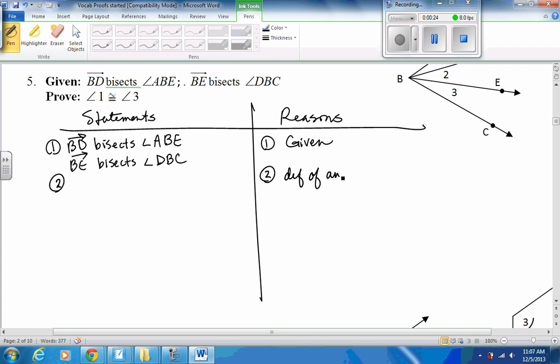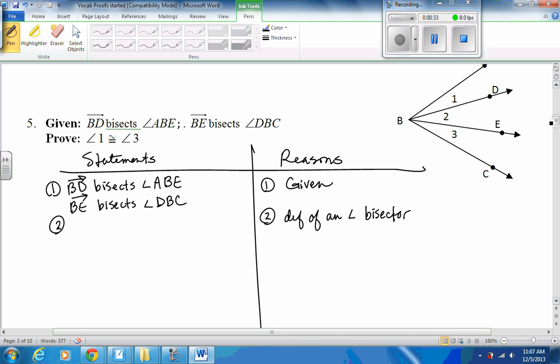Definition of an angle bisector, which definitions usually say the measures are equal. So which two measures are we saying? Or, maybe they add up to something. Well, let's look. We actually have two sets that I need to check. Let's check out that first one first.